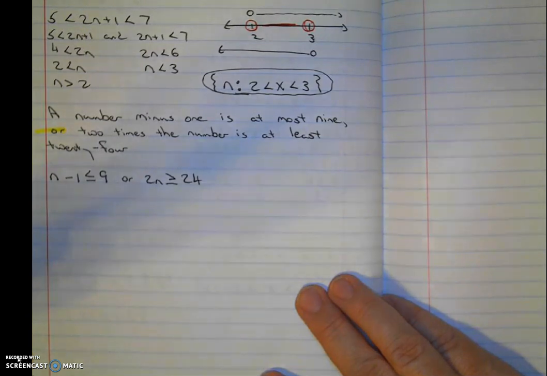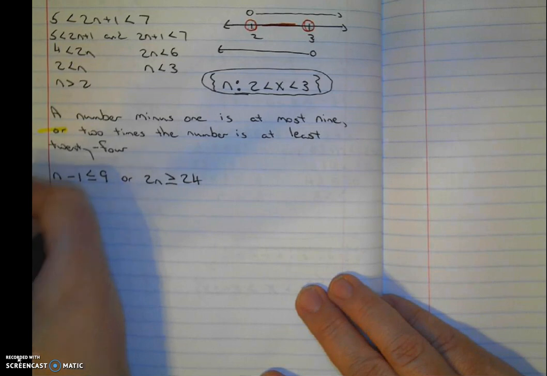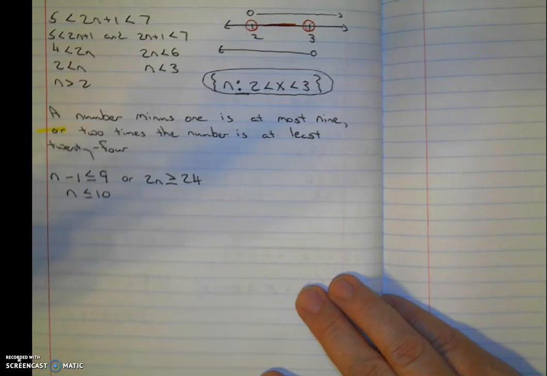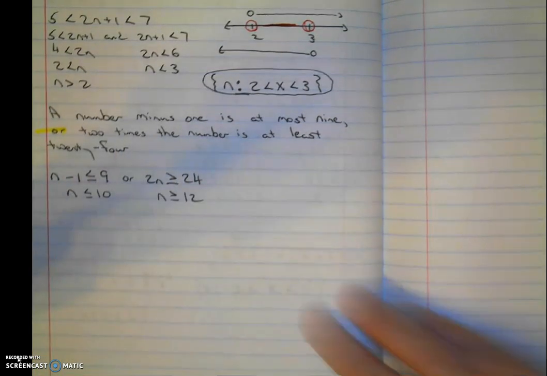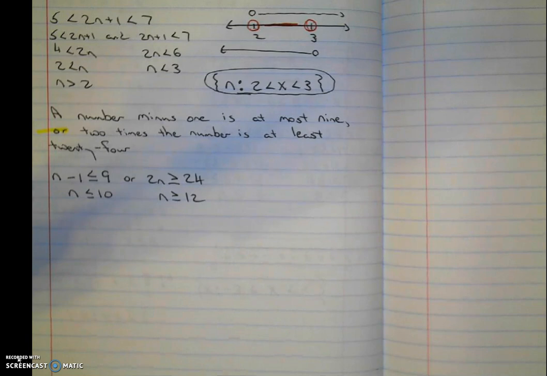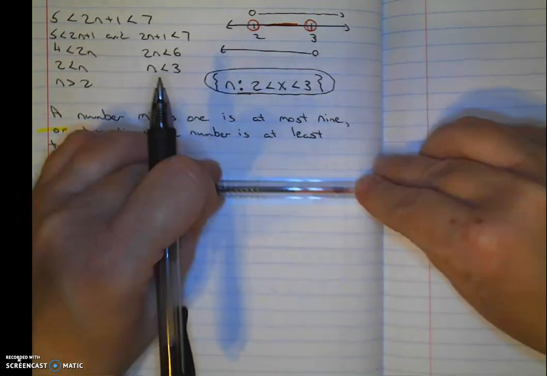Solve the left-hand side, add 1 to both sides. n is less than or equal to 10. Solve the right-hand side, divide both sides by 2. n is greater than or equal to 12. All right, this is what we need to graph. So we'll get that set up.